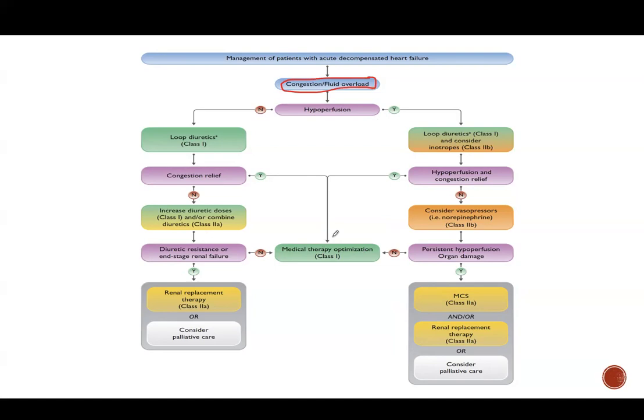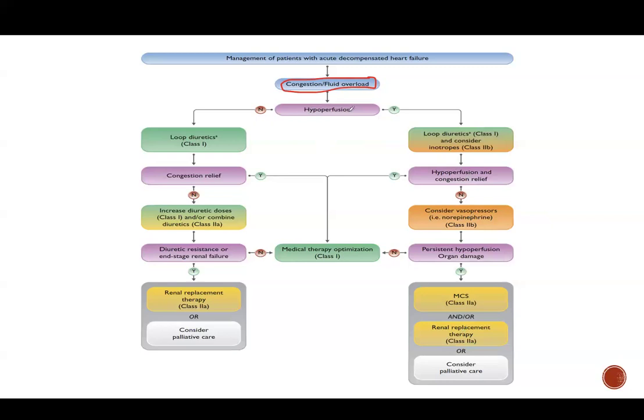As we already know, there are beta blockers, SGLT2 inhibitors, ARNIs, all of which can be used for medical therapy optimization. Suppose the patient's symptoms are not relieved after using loop diuretics and inotropes, then you have to consider vasopressors like norepinephrine, which is a class 2B recommendation. And suppose even after using noradrenaline there is persistent hypoperfusion or organ damage, then you should consider mechanical circulatory support or renal replacement therapy in this patient.